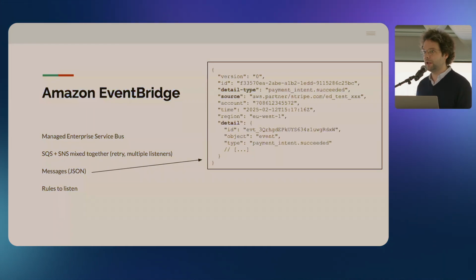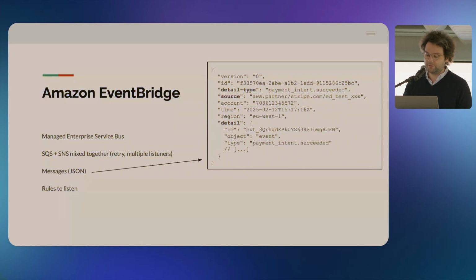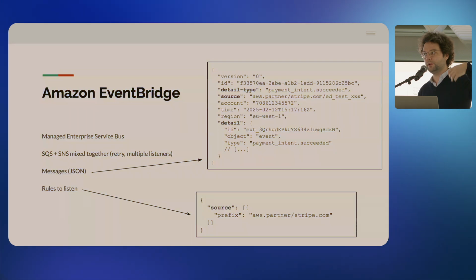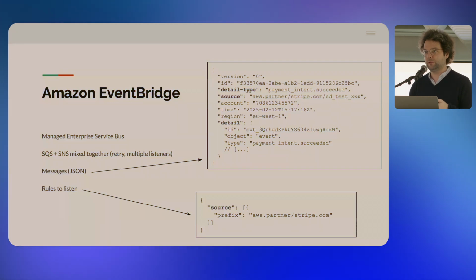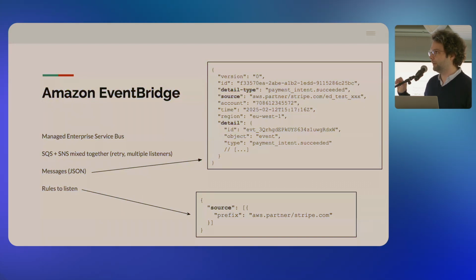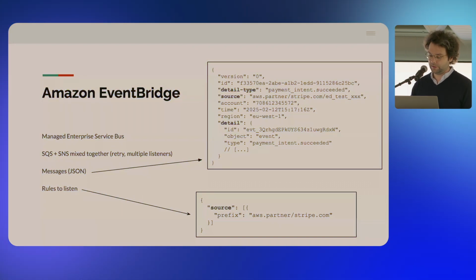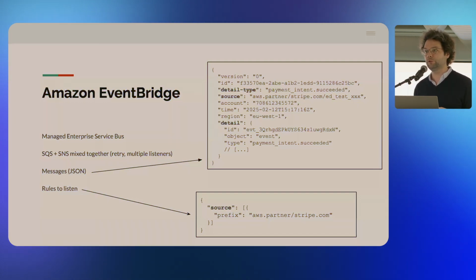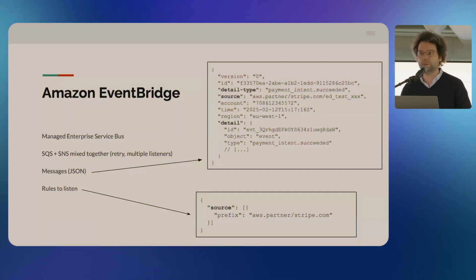So this is what a message looks like. Basically, it's a JSON, and they have different attributes. And when we connect a new listener, this is quite important, we're going to define a rule which says, okay, this listener is listening on the bus, but it's only going to listen to messages which have this specific requirement. So here, the example I have, the requirement is that the prefix of the source is aws.partner/stripe.com. So it would match the message which is on the top, because it's a message which is coming from Stripe. So we could have messages from lots of people in the bus. Here, we're only going to pick messages from Stripe with this specific rule.